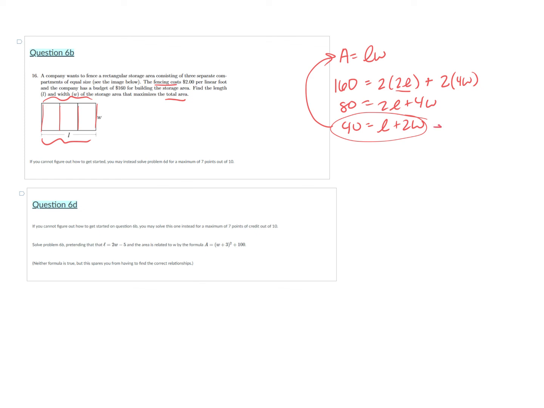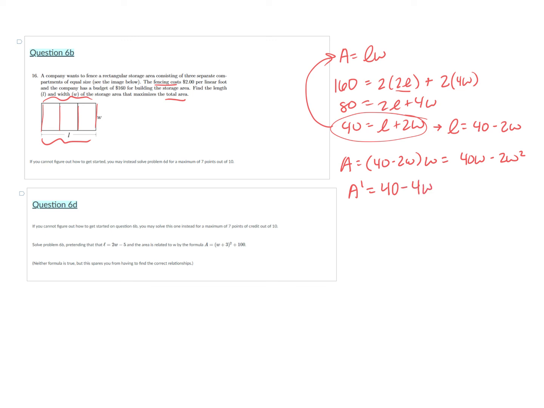easier. So we can rewrite this as the length is equal to 40 minus 2W. Plugging that into our area equation, we get area is equal to 40 minus 2W times W, which is the same as 40W minus 2W squared. All right, now let's take the derivative of both sides. So A prime is going to be equal to 40 minus 4W.